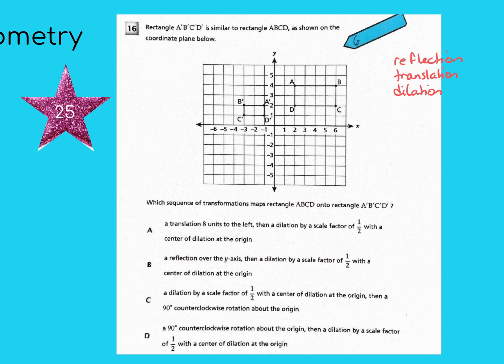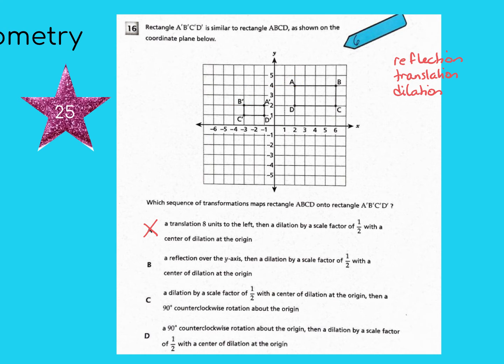So let's start looking. So A says it's a translation of 8 units to the left and then a dilation. So if this just slides to the left, the A and the A prime should be in the same spot. They are not. So it will not be choice A.